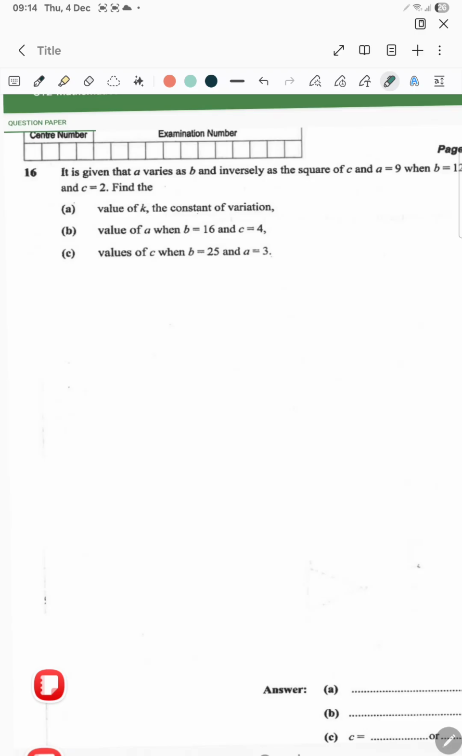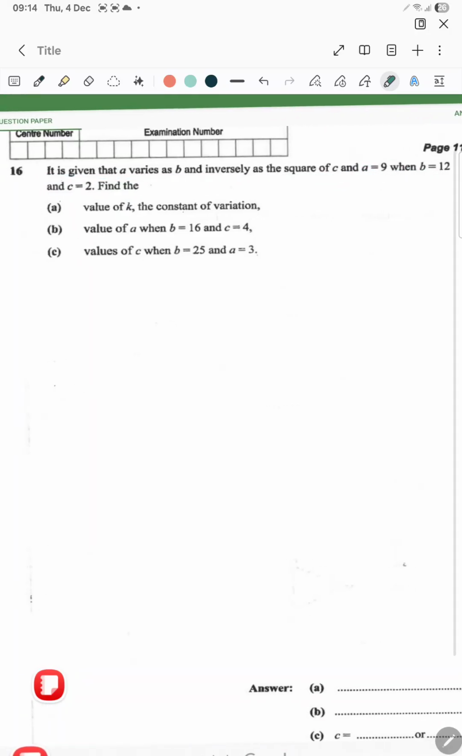In this case, we are told that A varies as B and inversely as the square of C, and A is equal to 9 when B is equal to 12, and also C is 2. Find the value of K, the constant of variation. So how do we get the value of K, which is the constant of variation?